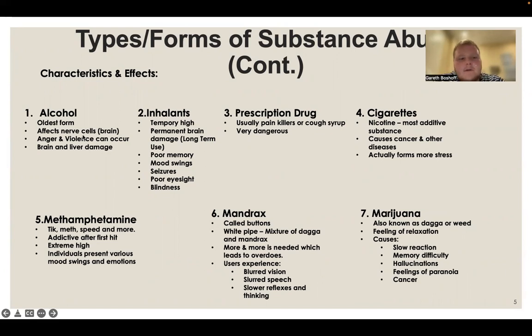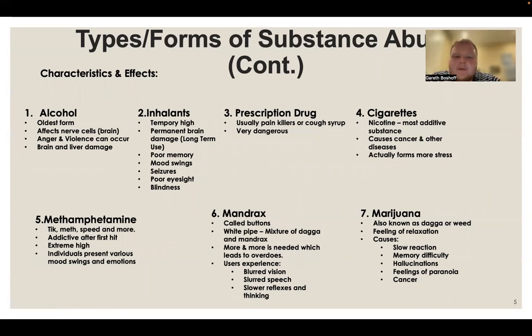So for the first one, alcohol, it's the oldest form of substance abuse. It affects the brain nerve cells. Anger and violence can occur when you take it. Brain and liver damage will also occur after taking the substance for a long period. The next one is inhalants. There's a temporary high when you take the substance. Long-term use will cause permanent brain damage, poor memory, mood swings, seizures, and poor eyesight and blindness will occur once taking this drug for a long period.